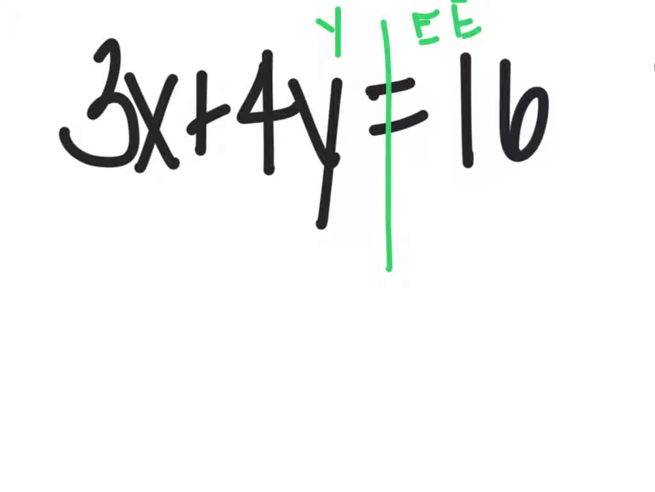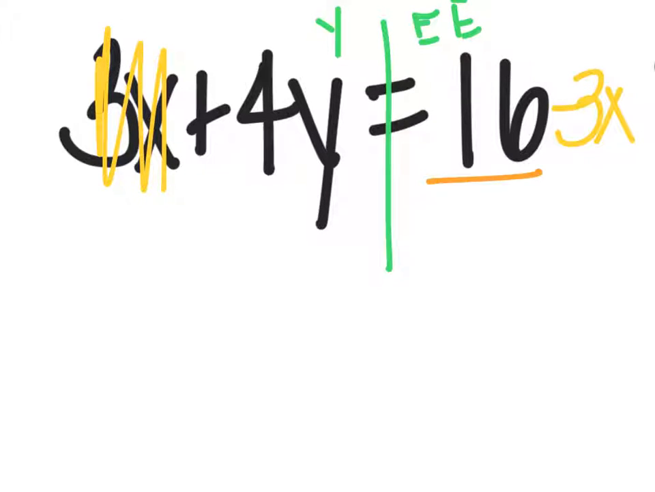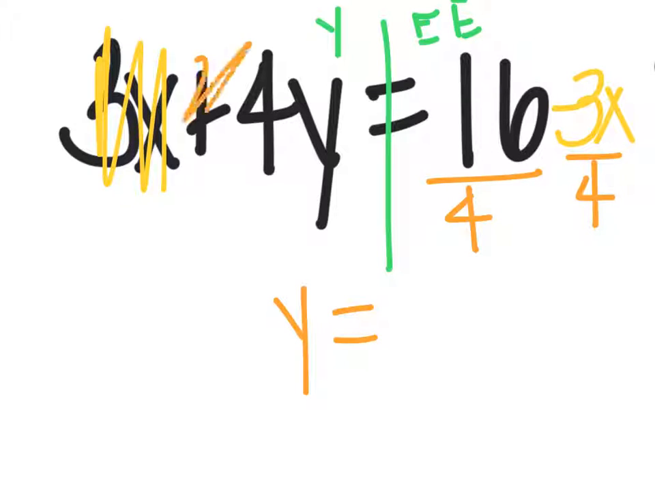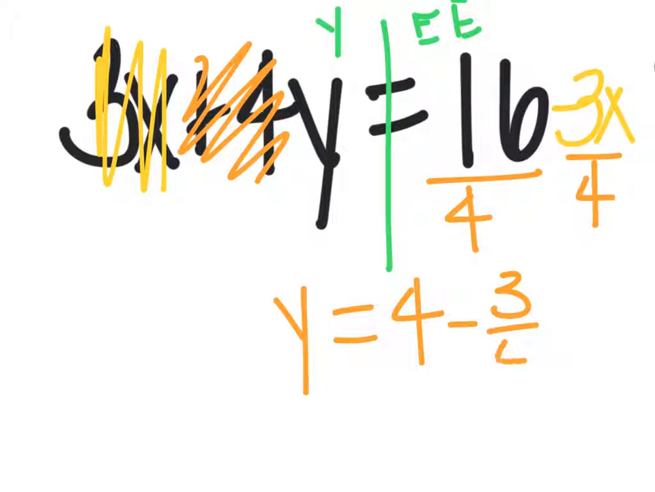This 3x needs to move, so it's going to become a minus 3x, and then it's gone. Then to get rid of the 4, I'm going to divide everything by 4. So I end up with the equation y equals, and that 4 is gone, y equals negative 3 over 4 x. That's my first equation.